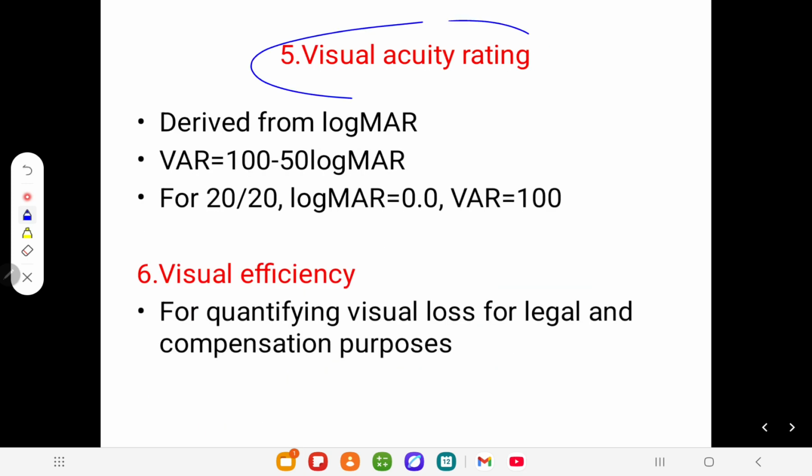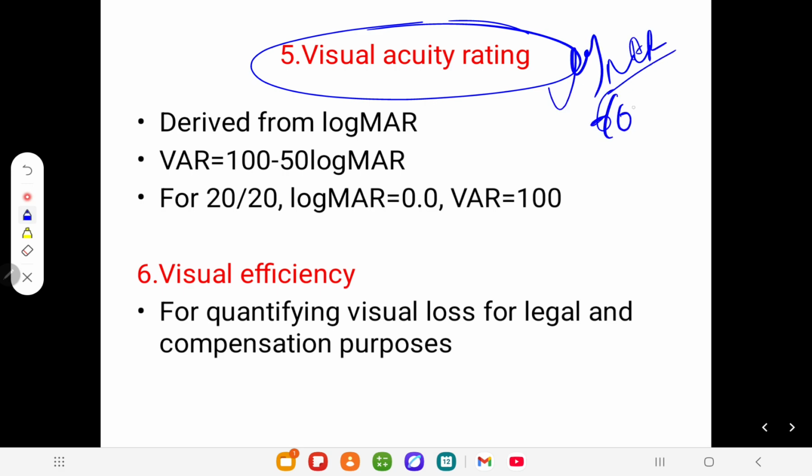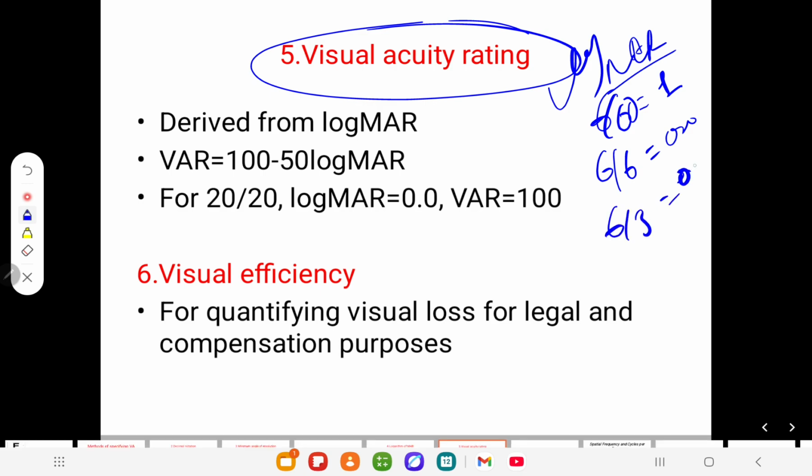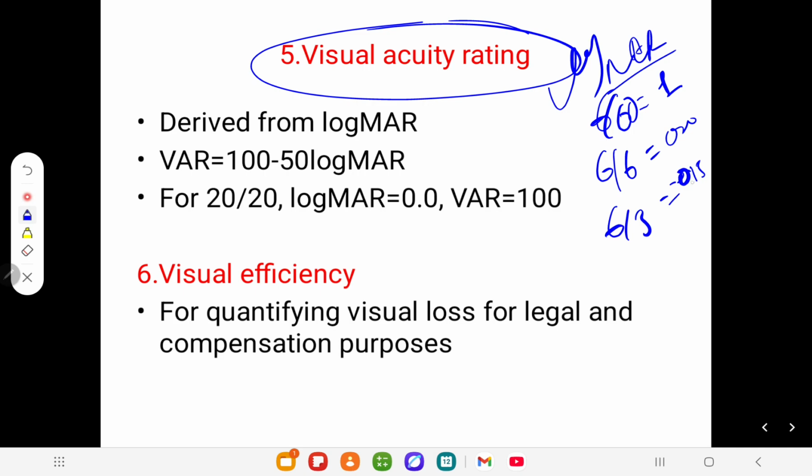Visual acuity rating, that's another factor. Why do we use visual acuity rating? Because in the case of logMAR, it's exactly opposite. If 6/60, logMAR is 1. If 6/6, logMAR is 0. If 6/4.5, logMAR is, I think, minus 0.15, I don't know. Okay, exactly. Whenever vision gets better, logMAR decreases, even coming to a minus value. That's why we want a system which creates a positive value, so that as vision gets better, VAR increases.